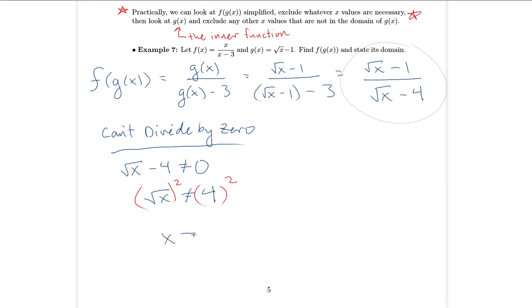So we get x should not be 16. And go plug 16 in here, you can see you get 4 minus 4, which is 0, which is bad, okay? So that's one thing we know.